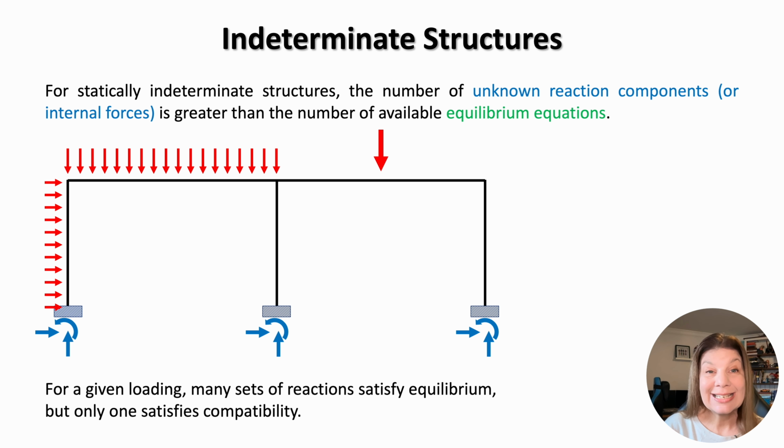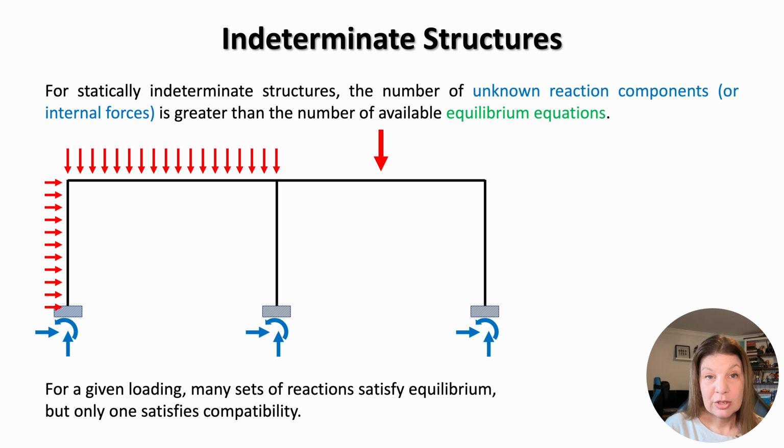For statically indeterminate structures, however, the number of unknown reaction components is greater than the number of available equilibrium equations. Let's compare this frame with structures that we've previously solved. By fixing all the supports, we have introduced additional reaction components. Therefore, the number of unknowns, in this case 9, is greater than the number of available equilibrium equations, which, as you know in 2D, is 3.